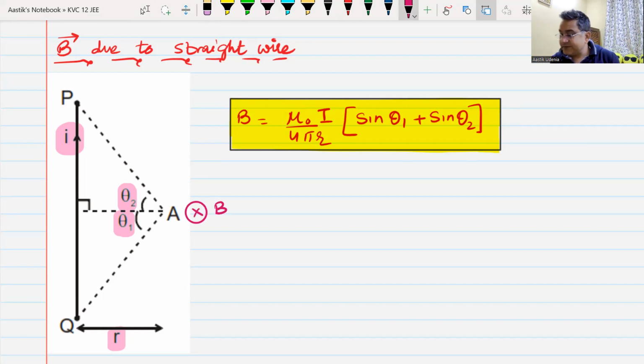Do we understand this? Do we understand this? Are you able to understand the direction of magnetic field? Yes or no?